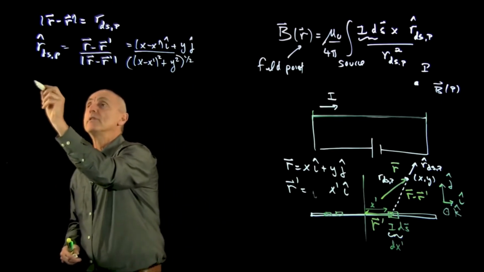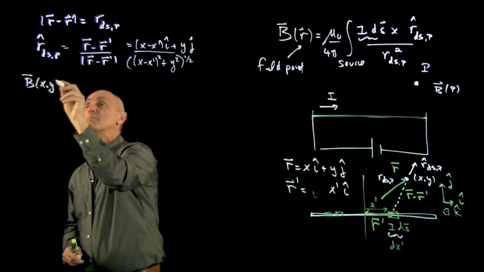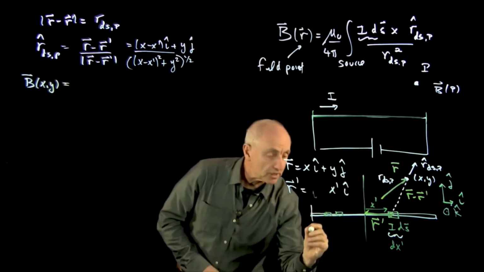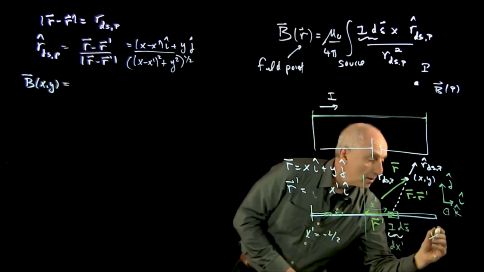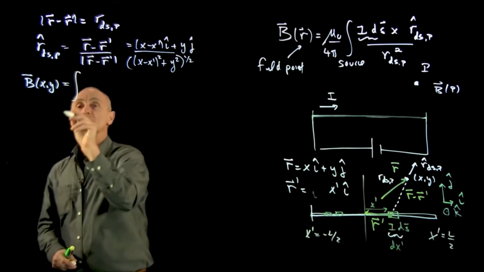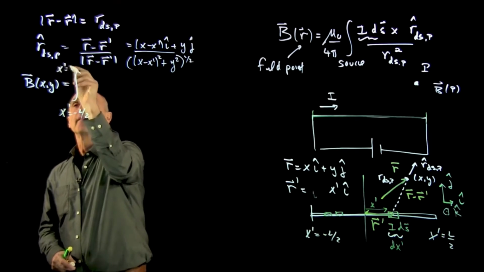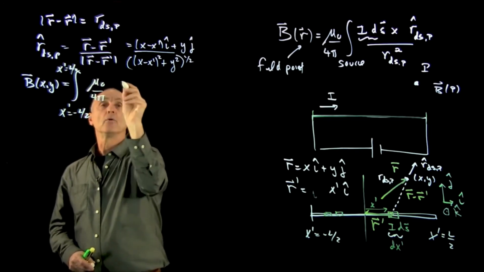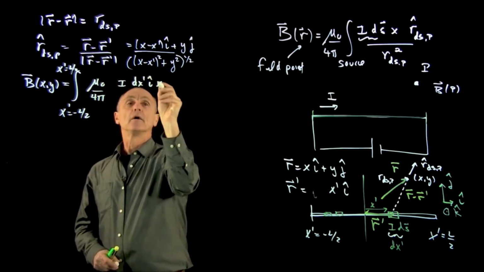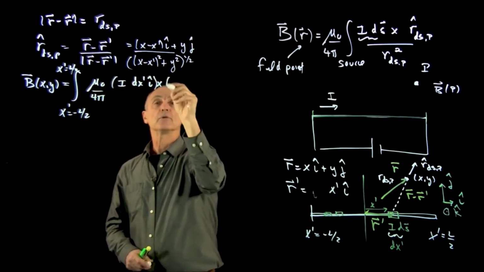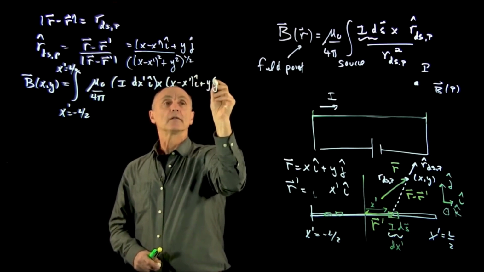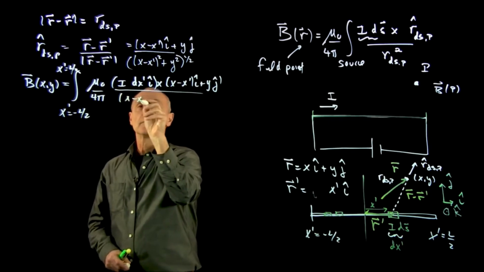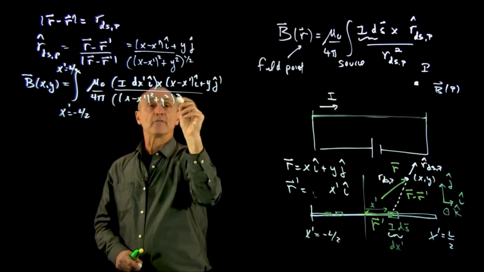And so now we can write down the magnetic field. And now I'm introducing very explicitly the field coordinates, x and y. This is in the plane. It's equal to the integral. Well, our integration variable is going from x prime equals minus l over 2 to x prime equals l over 2. And so the limits over this small section of the wire are given by that. And now we have the constant mu naught over 4 pi. We have I dx prime i hat cross the r hat, which is x minus x prime i hat plus y j hat. And downstairs, we have the 3/2 power because there's a square root there. So this is x minus x prime squared plus y squared to the 3/2.